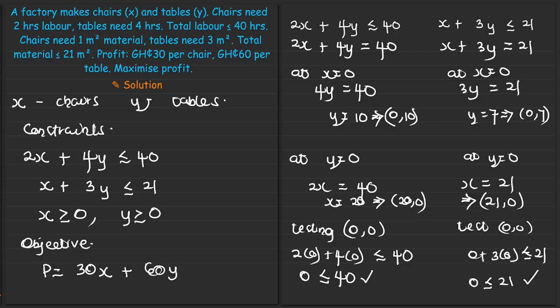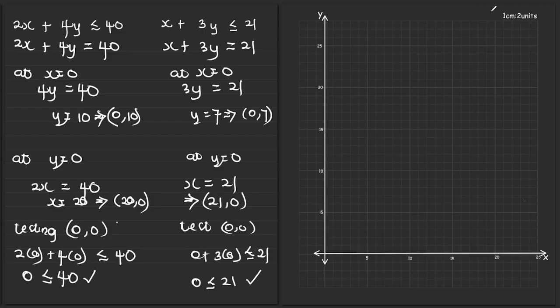So here on our graph, I'm using the scale 1 centimeter is to 2 units. And we have 5, 10, 15, 20, and then in that order. So for the first constraint, which is 2x plus 4y is less than or equal to 40, we had the point 0, 10. So 0, 10 is this point here, and then the other intercept is 20, 0. So that is also this point over here. So we just draw a straight line to connect these 2 points. So just as I have done.